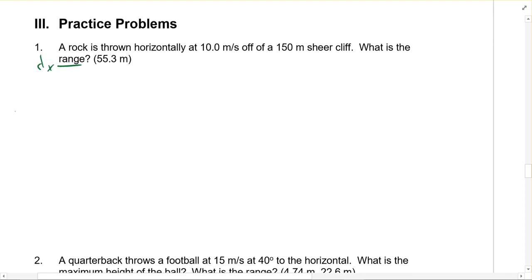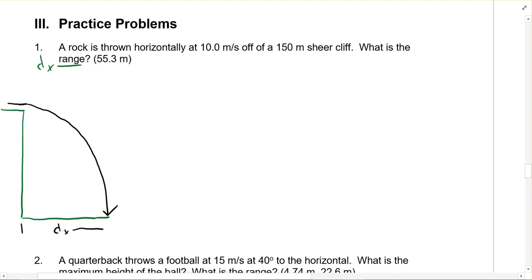All right, so let's make a good drawing. For all of these, it really does help to have just a general sketch of what you're doing. This one's coming straight off this cliff, this way, and it's going to come down here, land about there. We're looking for dx. That's what we're after here. It says that the cliff is 150 meters high, so from there to there.